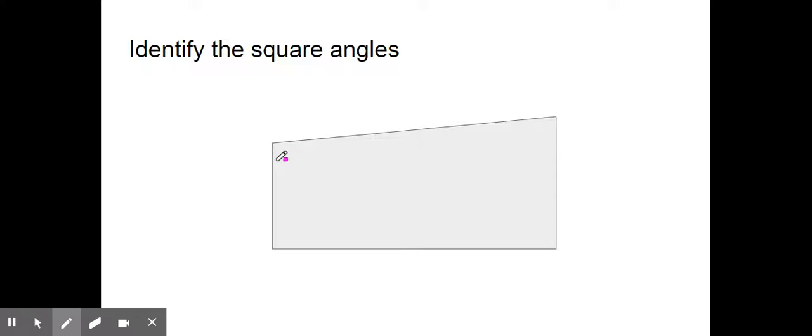Let's look together at this angle. This angle doesn't make an L, so it's not a square angle. Putting an X next to it. Let's look at this angle. This angle does make an L. This one is a square angle. Same thing over here. This angle makes an L. It is a square angle. This angle doesn't make an L. It's not a square angle.